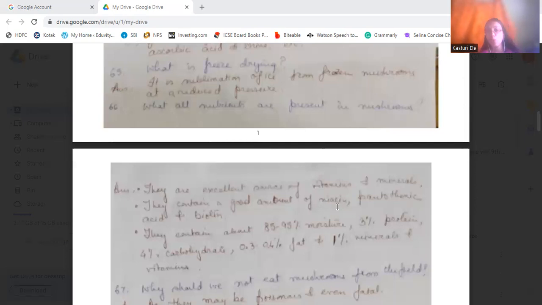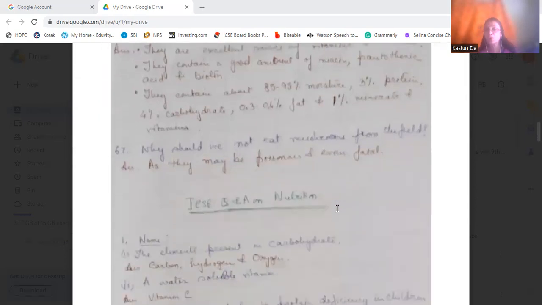Why should we not eat mushrooms from the field? Because many of them are poisonous, even fatal. So we should not eat them by just picking them up from the field.